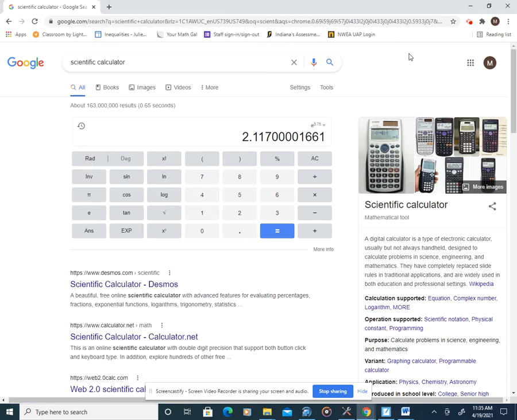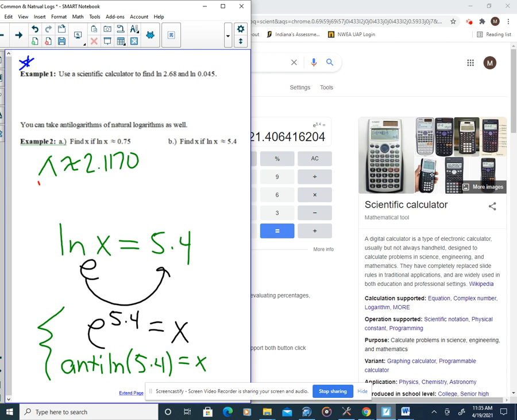Today's assignment is just basically practice at using this calculator. So you're going to go e to the 5.4 power, which is about 221.4064. So B would be about, x is equal to about 221.4064.